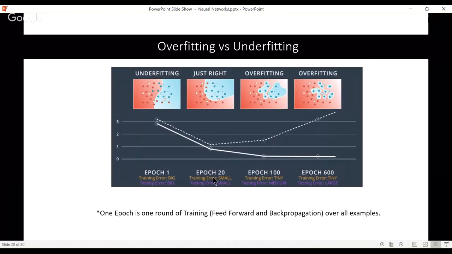It depends on your network and your task. Here at epoch 20, this network did a good job. At epoch 100, it had low training error and high test error, but it depends on your network. It might have different values for training error and testing error depending on the number of epochs. So the point is that you have to avoid overfitting. And you know whether you are overfitting or underfitting by comparing your error against testing data.